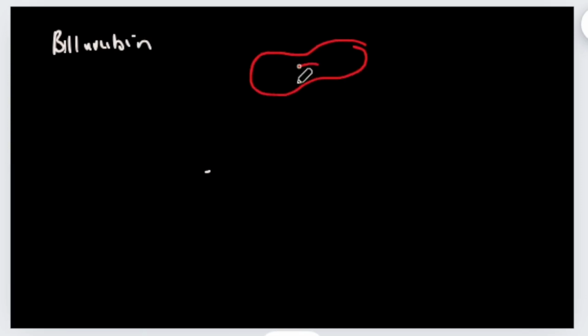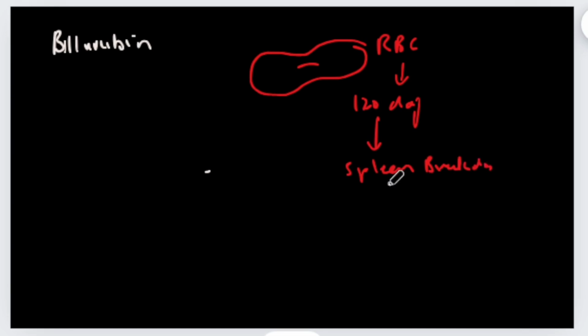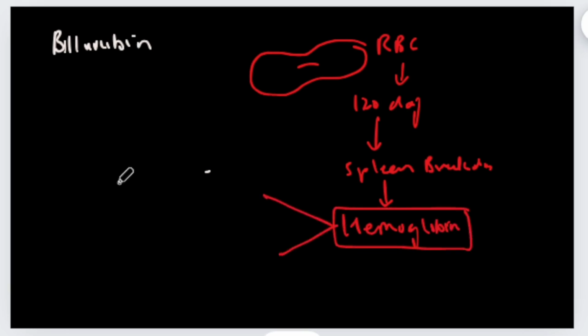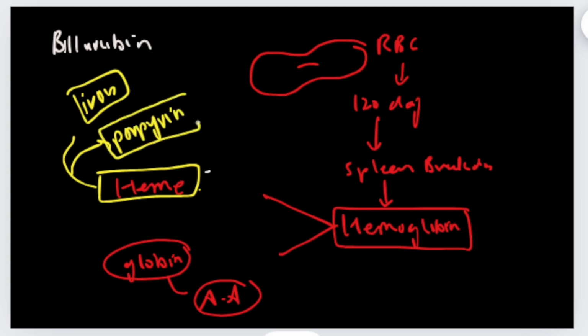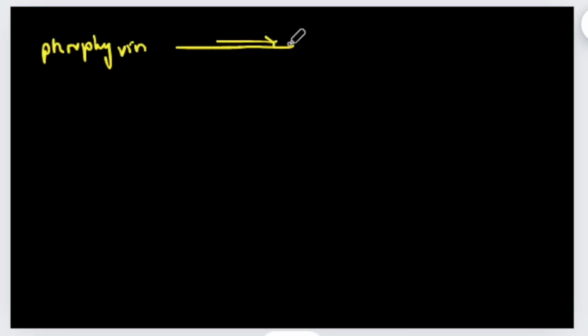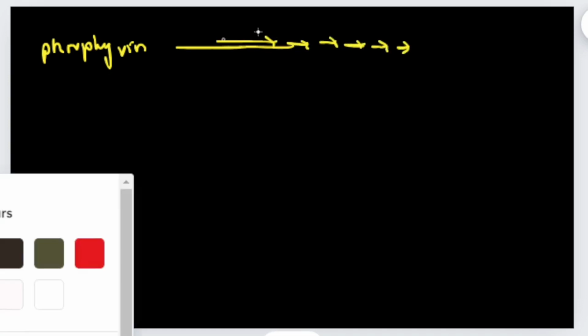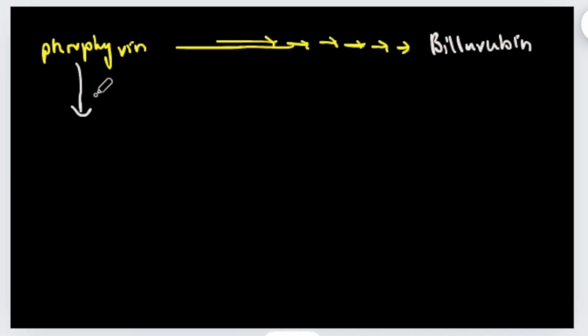Another important thing, we will explain the bilirubin formation. So for example, this is the RBC. When hemolysis of RBC occurs in the spleen after 120 days, it has much hemoglobin. Hemoglobin converts into two things, heme and globin. Globin converts into amino acids, and heme converts into iron and porphyrin. From the porphyrin, the bilirubin is formed by many steps. How? We'll explain it.